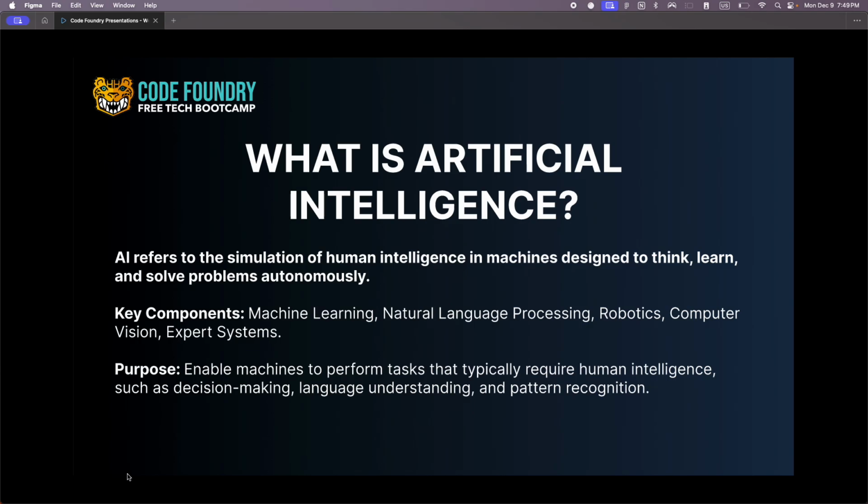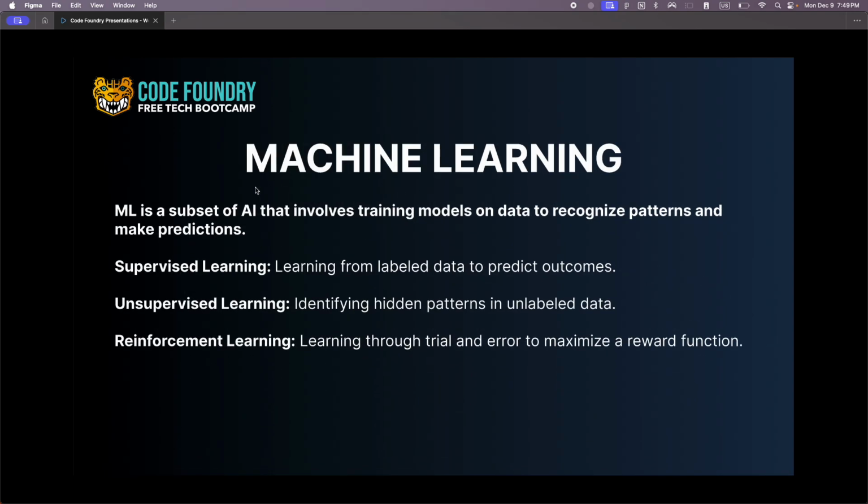The main purpose of artificial intelligence is to enable machines to perform tasks that typically require human intelligence, such as decision making, language understanding, and pattern recognition. So machine learning is a subset of AI that involves training models on data to recognize patterns and make predictions, and ultimately to make decisions. There are three main fields in machine learning, which are supervised learning, unsupervised learning, and reinforced learning.